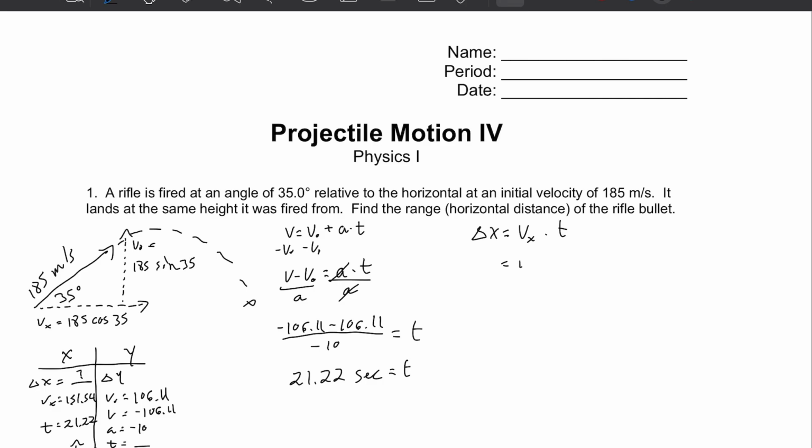151.54 times 21.22. This gets us our range, or horizontal displacement, or delta x. However you want to describe it, they're all the same thing. Looks like delta x is going to be 3,215.68 meters.